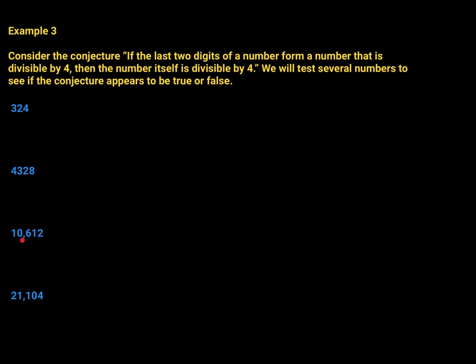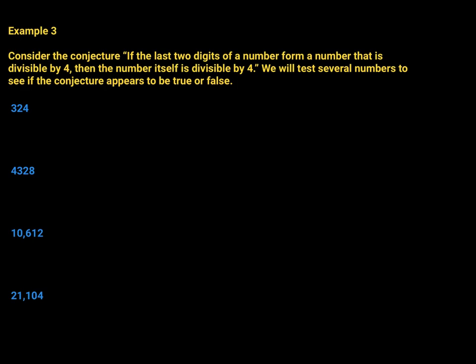In the number 10,612, 12 is divisible by 4, so we're good. 21,104, the last two digits is the number 4, and that's divisible by 4. So each of these numbers that I'm using meet the condition that the last two digits of the number is divisible by 4. Now here's the conjecture that we're trying to prove, that the number itself is divisible by 4, that 324 is divisible by 4.